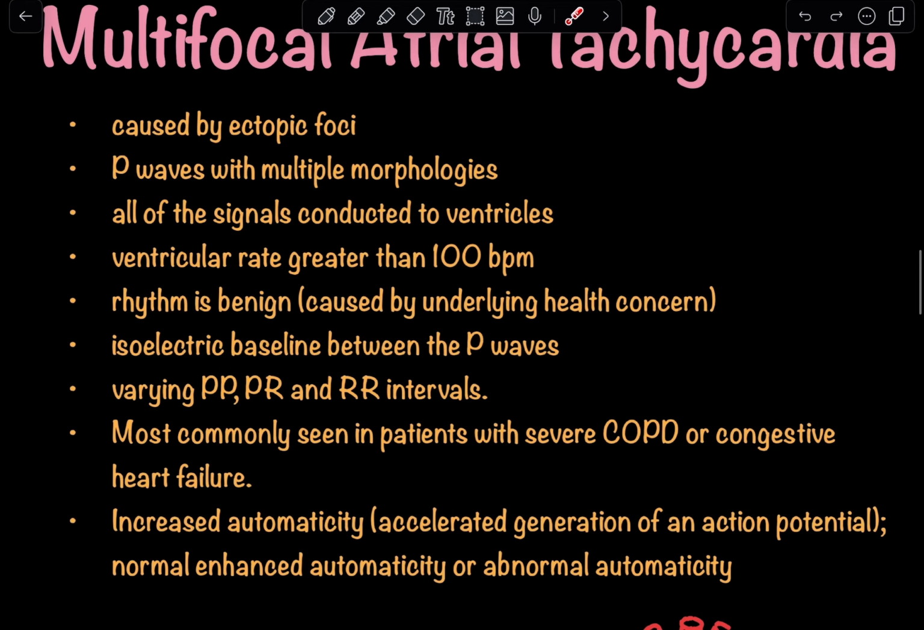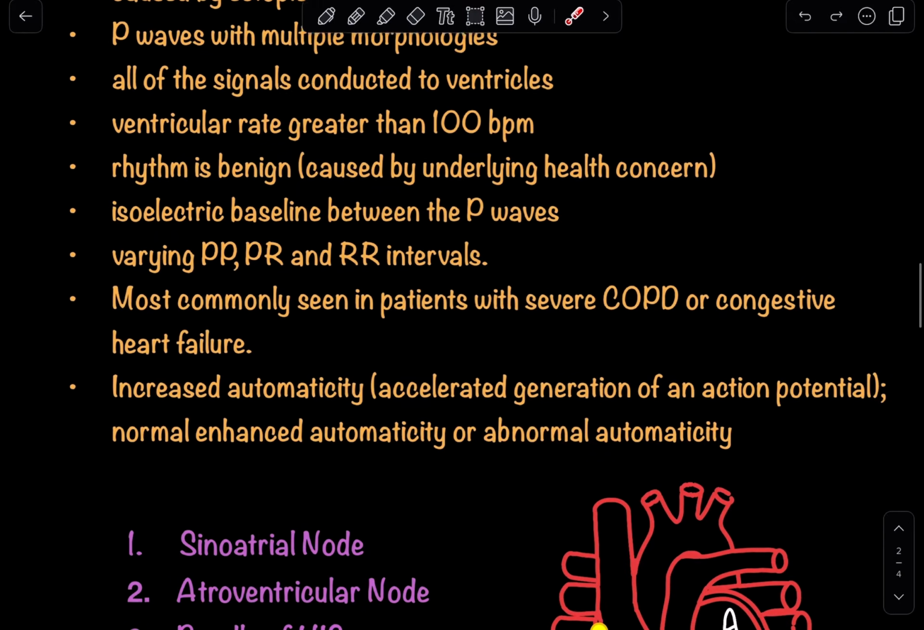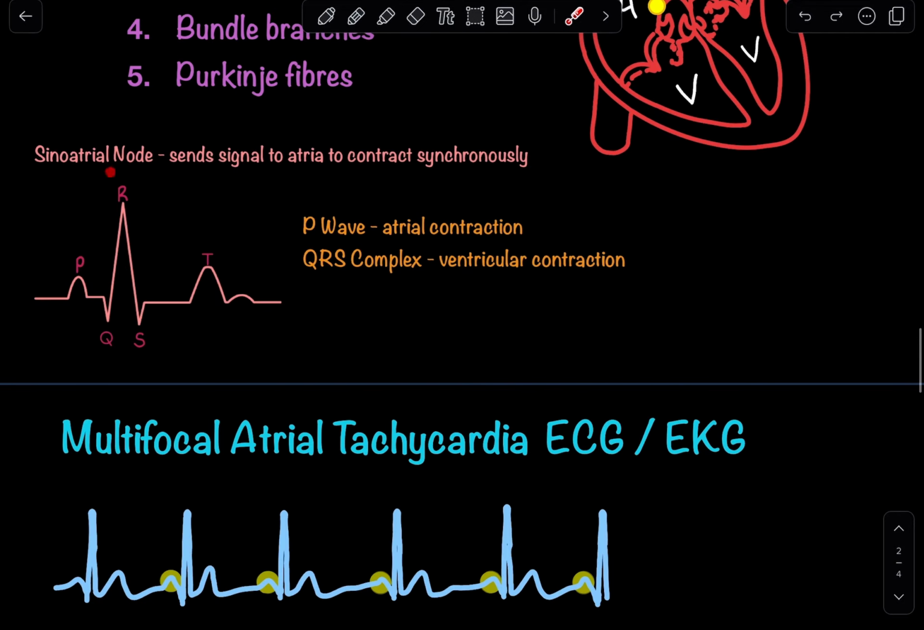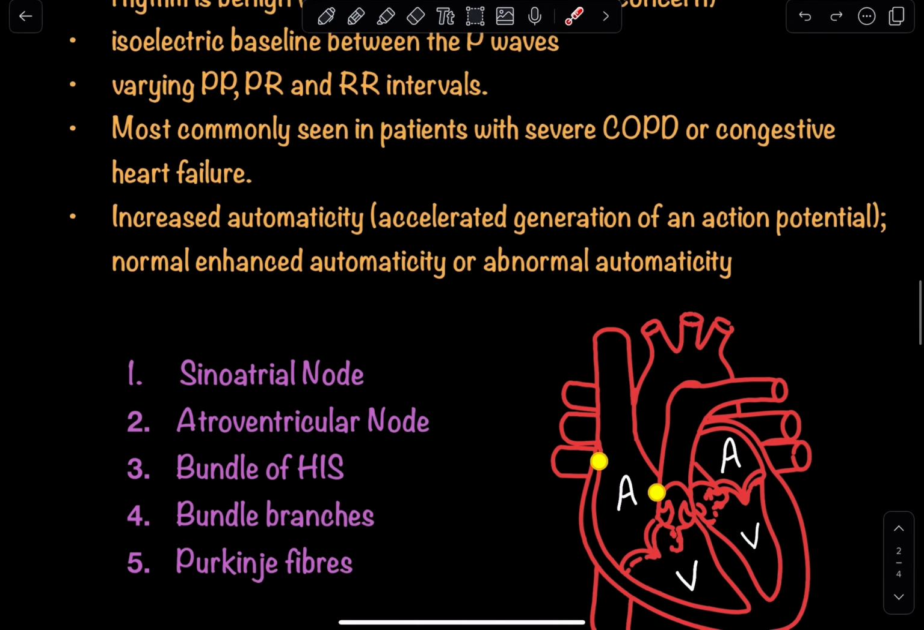Now, what's different between MAT and AFib? In AFib we had so many signals within that atrium that not all of the signals were passed on to the ventricles because of that brief delay at the AV node. But in MAT, all of those signals generated in the atria are going to be conducted to the ventricles. And what we'll also see on an ECG is that the QRS complex represents the ventricular contraction, and each ventricular contraction will be preceded by a P wave generating the atrial contraction. So we're going to see that in our ECG for MAT in just a second.